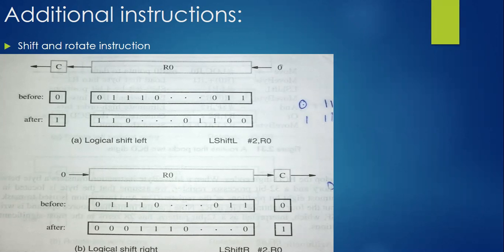In this we need to discuss two special instructions. The first one we call shift, and the second we call rotate. Clear? So first we'll start with shift. The name itself indicates we need to shift something. Whether we need to shift it to the right-hand side or the left-hand side, that is the question we get whenever we say shift.